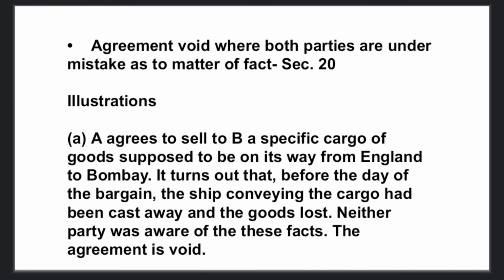You can see in the above two cases, where the consent was obtained through fraud, coercion, undue influence, or misrepresentation, it was voidable at the option of one of the parties from whom such consent was taken. But in the case of mistake, it is void when both the parties are under the mistake. Now let us understand this with the help of illustration.